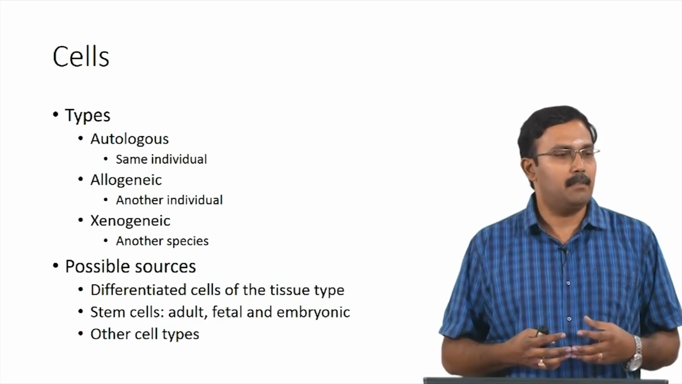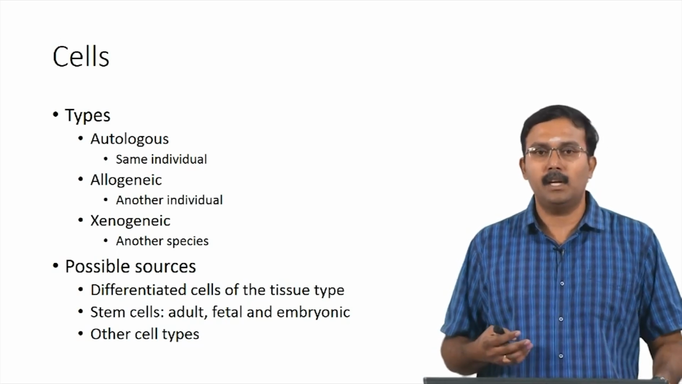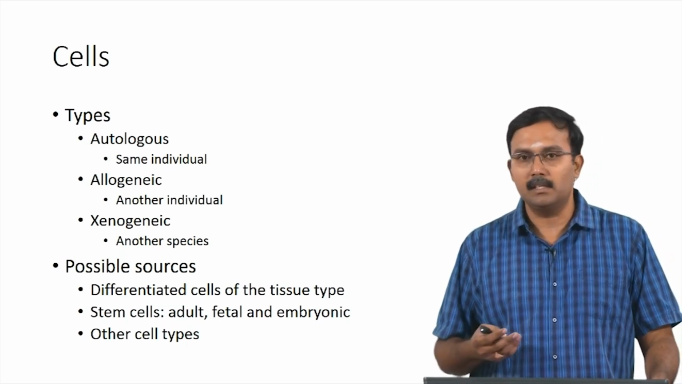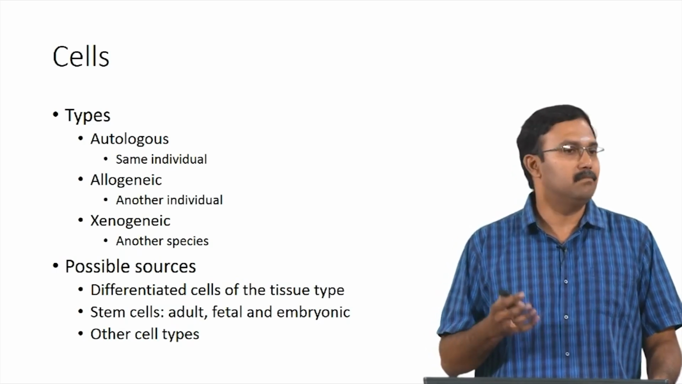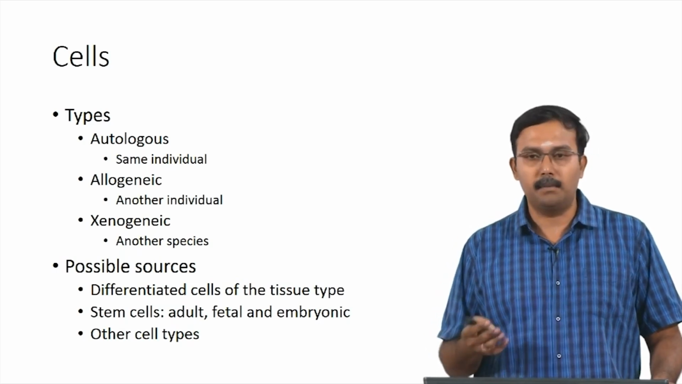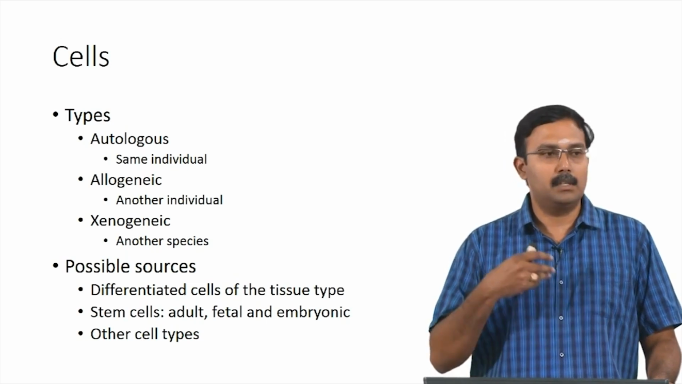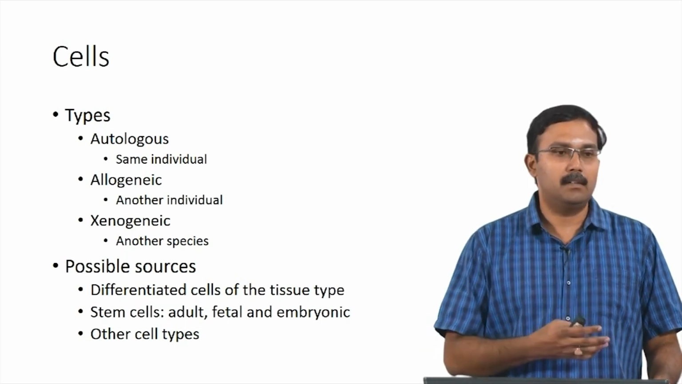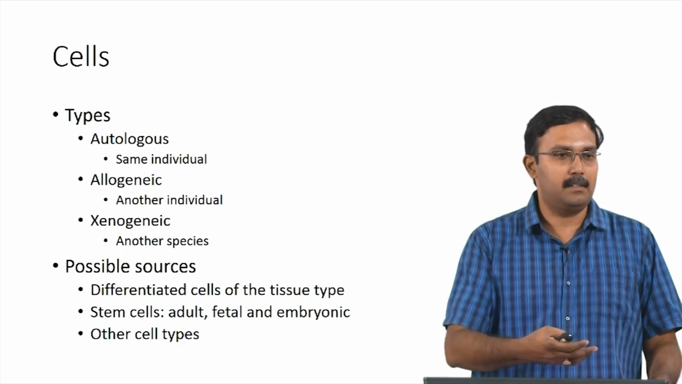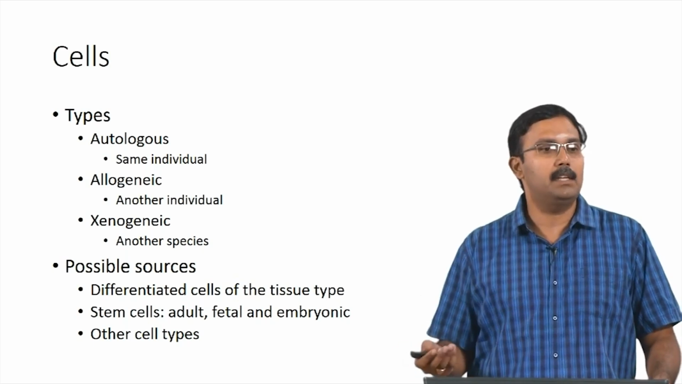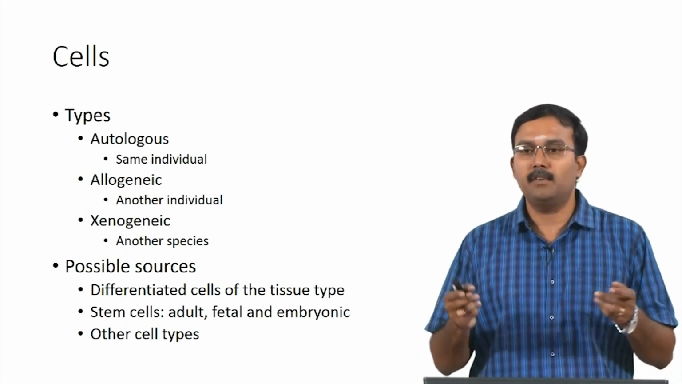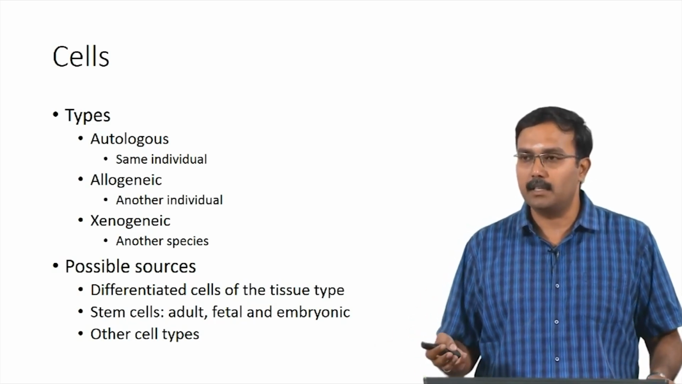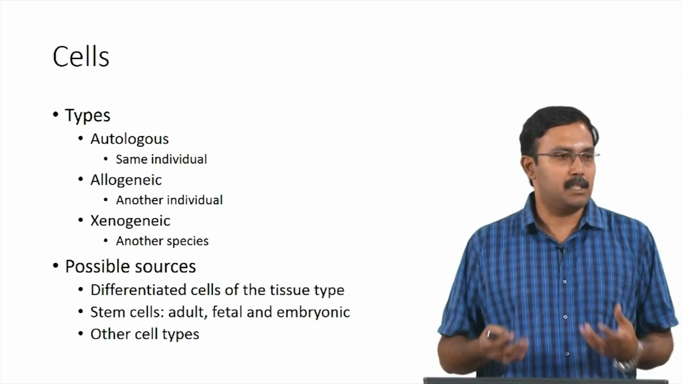So, you could either have differentiated cells of the tissue type, or you could use stem cells and fetal cells or embryonic cells, or you could use cells which are of a different type, in the sense that you might be trying to engineer bone, but you would probably have osteoblasts, which is the type of cell present in bone, along with endothelial cells, which is not specific for that bone tissue type, but it has its own role in tissue engineering, right. So, you could use cells of these kinds of types.